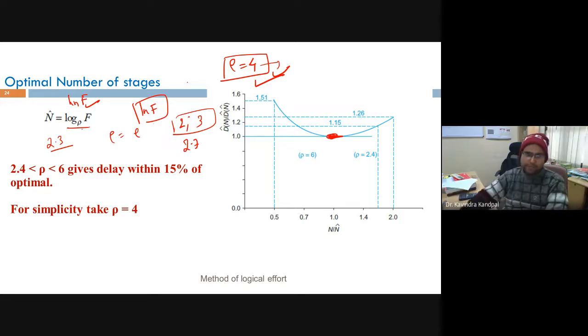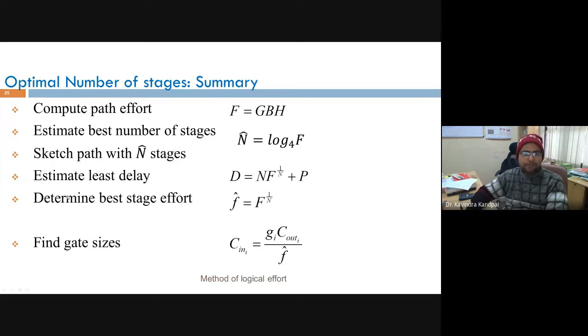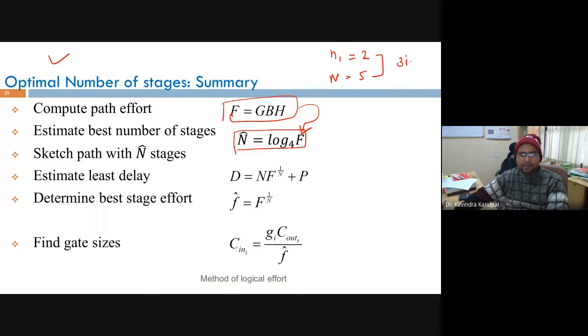So what is the way to take forward now? How exactly do we approach the problem? The first thing you will be finding out is the GBH, that is the path effort. You know that addition of any inverter will not change the F. Hence, the second thing you should be doing is finding out the optimal number of stages. Let's say your initial number of stages was 2, and n value came out as 5. It means that you need to add how many inverters? 3. You need to add 3 inverters.